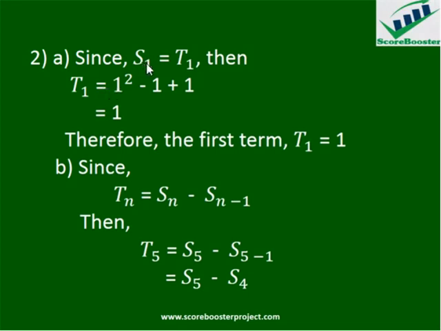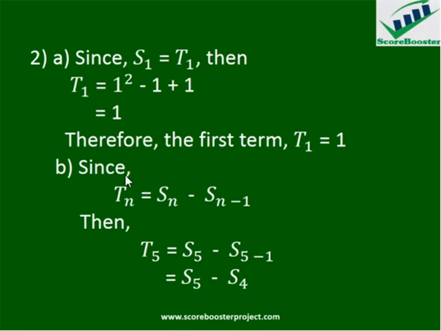If you find the value of S1, it's going to be 1 squared minus 1 plus 1. And since S1 equals T1, T1 will also be equal to 1 squared, that is the value of n equals 1, minus 1 plus 1. And 1 squared minus 1 will give 1 minus 1, which is 0. 0 plus 1 will give 1. So the value of the first term of that particular sequence that has the formula for the sum, that is a series, to be n squared minus n plus 1 is 1.